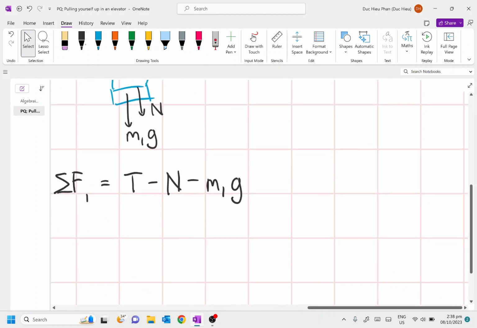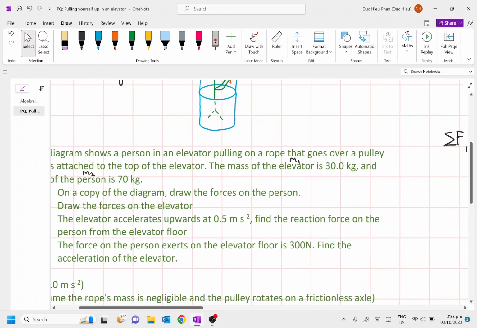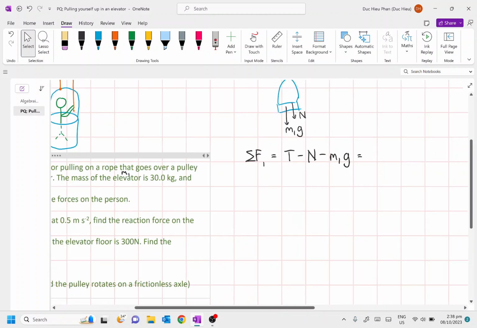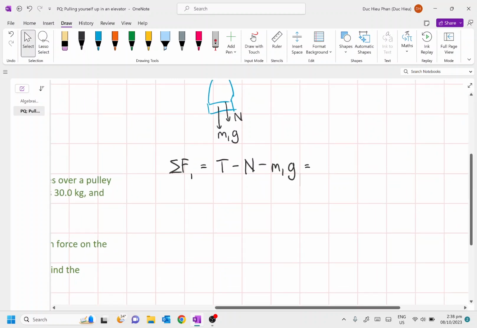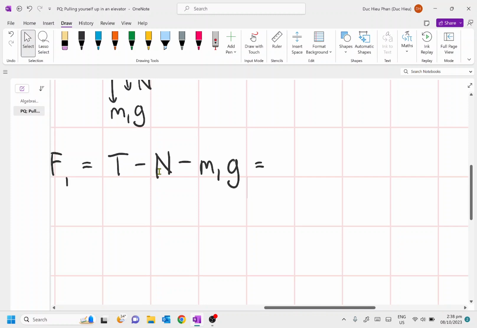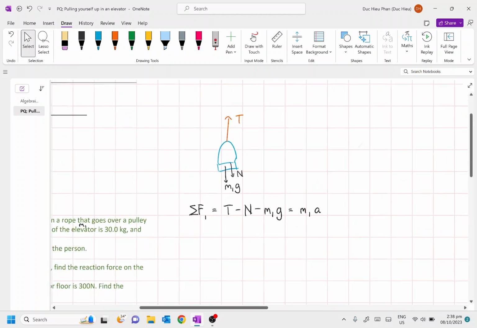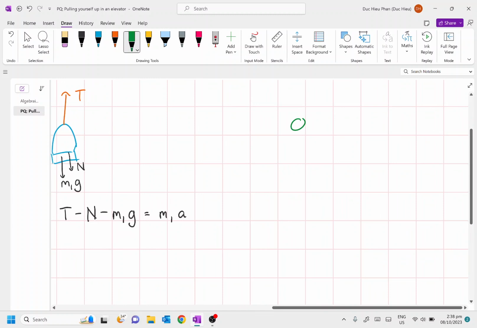All right, so we also want to compare it since later on we are going to use acceleration. We want to compare this to F equals ma. So force equals mass times acceleration, and this is the sum of forces on the elevator. So whatever force is acting on it has to be equal to the mass of the elevator times its acceleration. Okay? All right then. So now we move on to the free body diagram for the person.